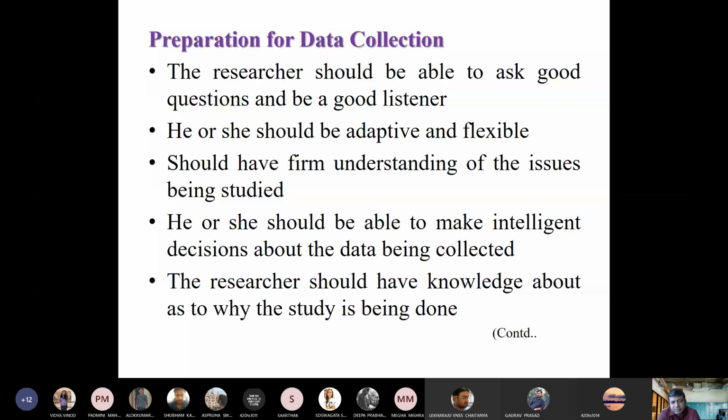He or she should be able to make intelligent decisions about the data being collected. So while you have collected the data, what you will do with the data, how you will do the analysis. The researcher should have knowledge about why the study is being done. If you are doing a study, you should be very clear about what you are making the study for and how that study will help you, because honestly until you have all this knowledge, you will not be able to do justice to your research.